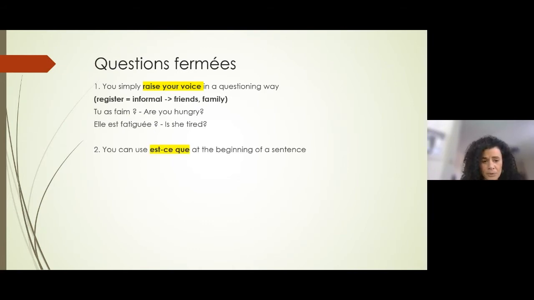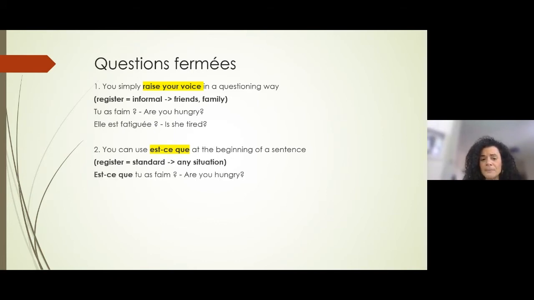The second type of structure is with est-ce. Est-ce is placed at the beginning of the sentence. And the register is standard, meaning that you can use it in any type of situation, whether it's in a conversation or oral conversation or in writing, whether it's formal, informal. This is a very useful structure because you don't have to wonder whether it's informal or too informal. It's standard.